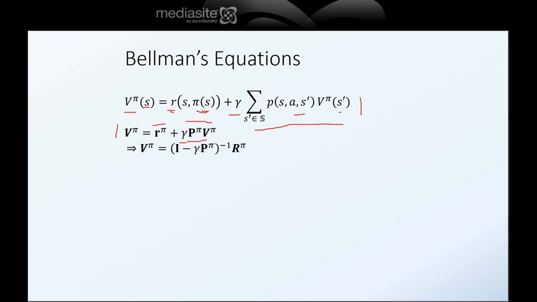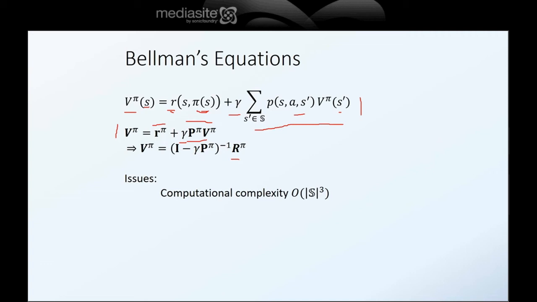Whence we can solve it immediately like this: V pi equals the inverse of the matrix I minus gamma times P pi, times R pi. This should be lowercase r.